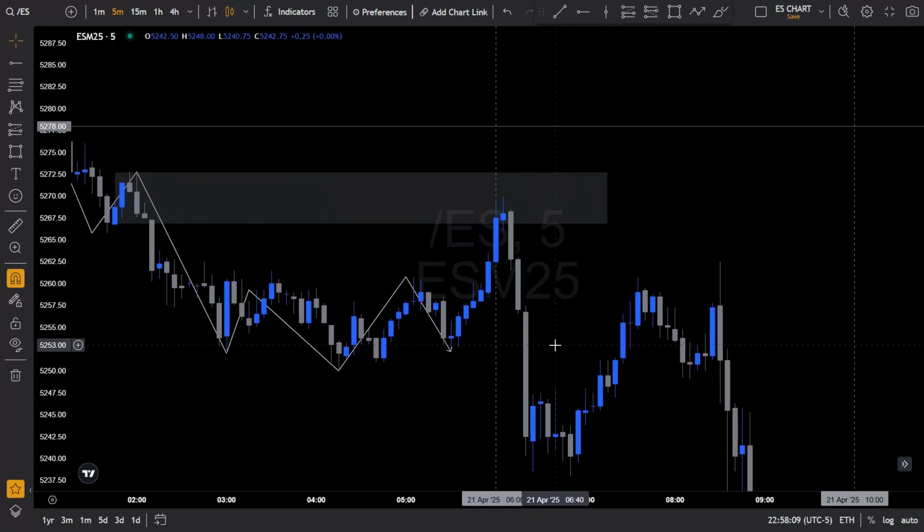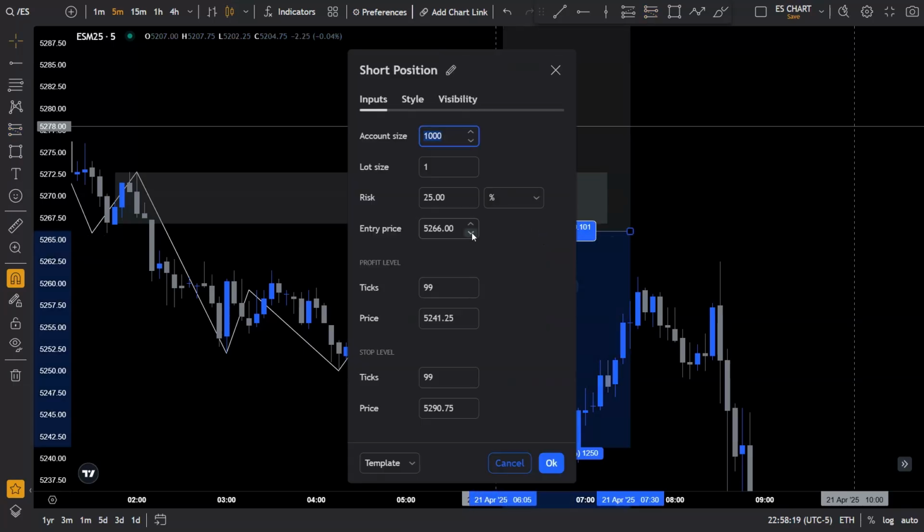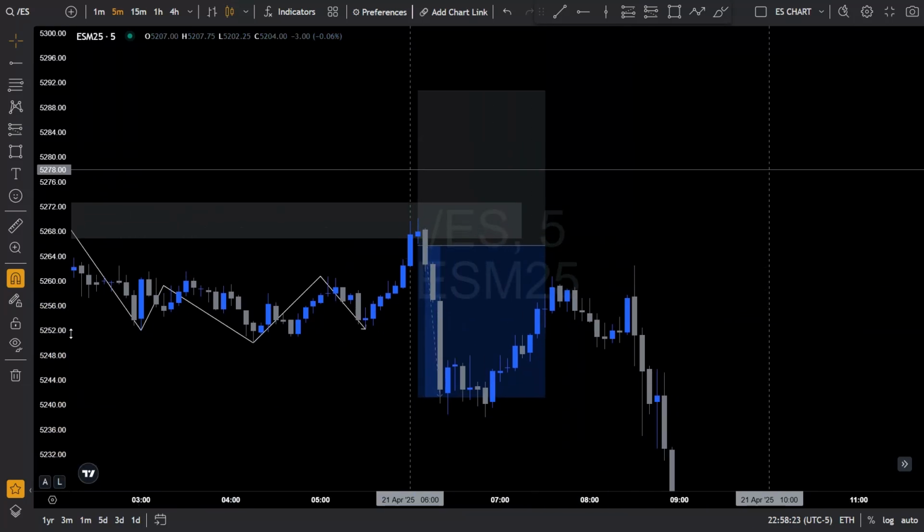That next candle was very volatile, so I didn't get a precise entry right after the break of the candle. It was a little bit below, but it was still cool. Just for the sake of the demonstration, I'm gonna put it right at the break of the candle.